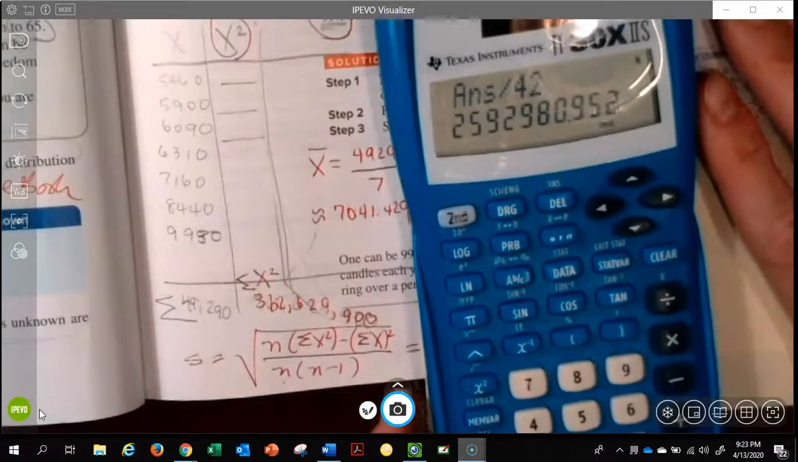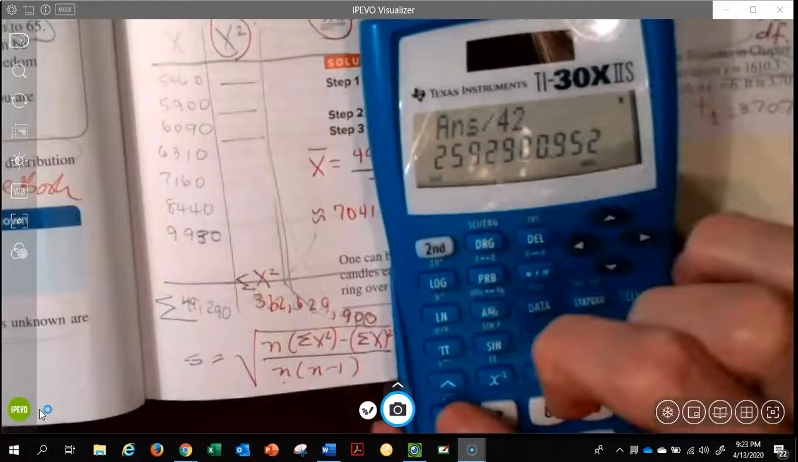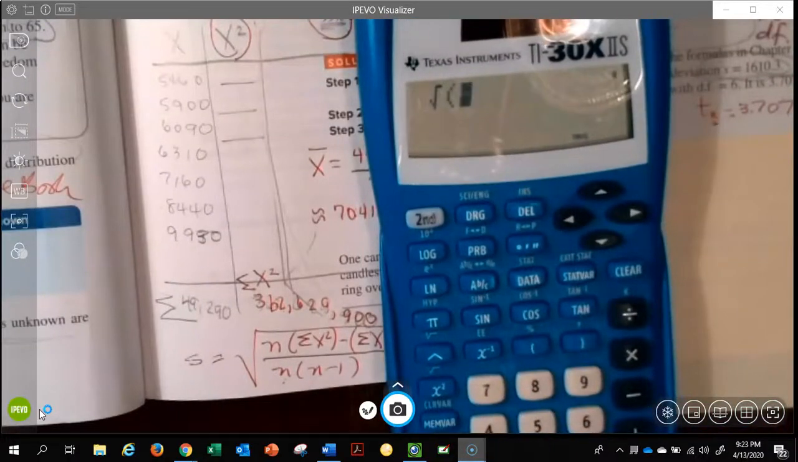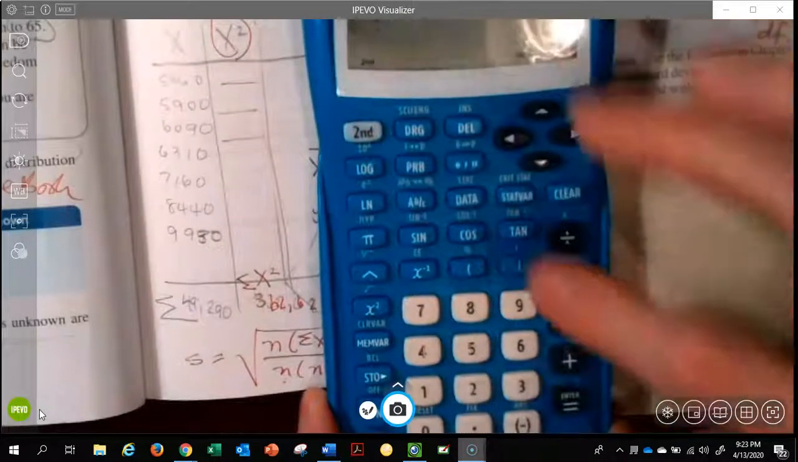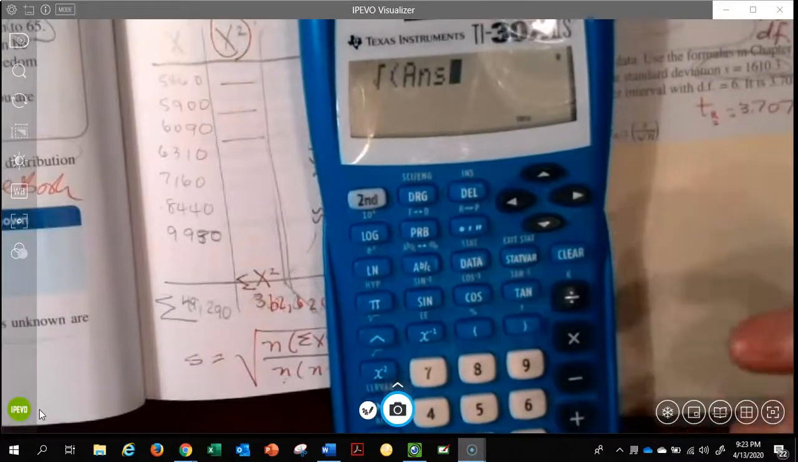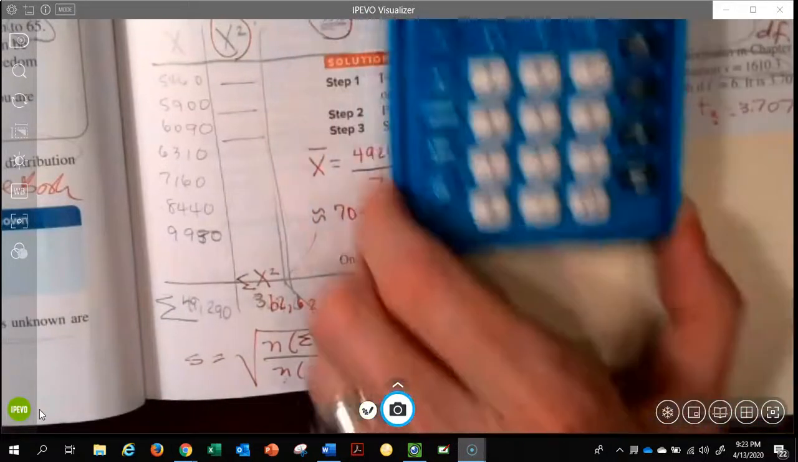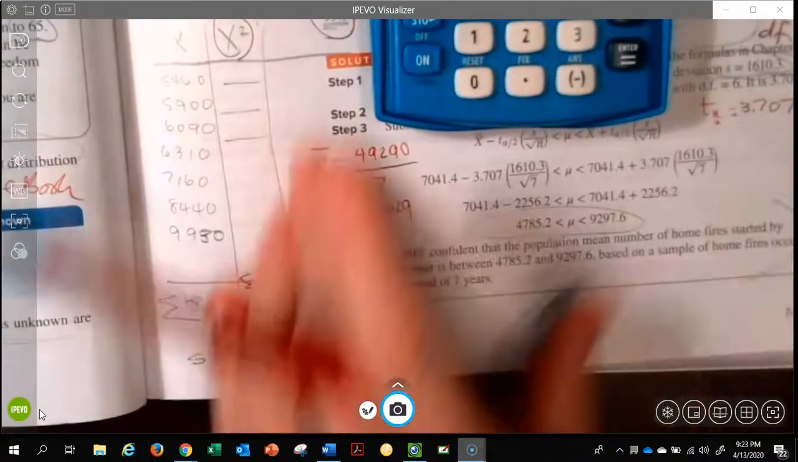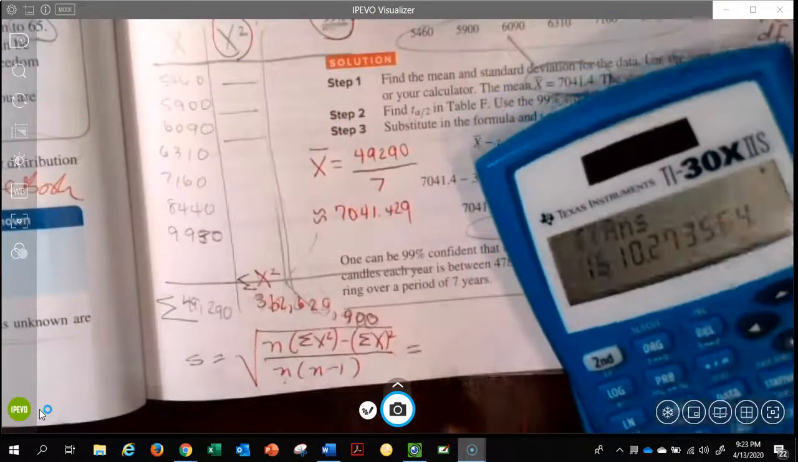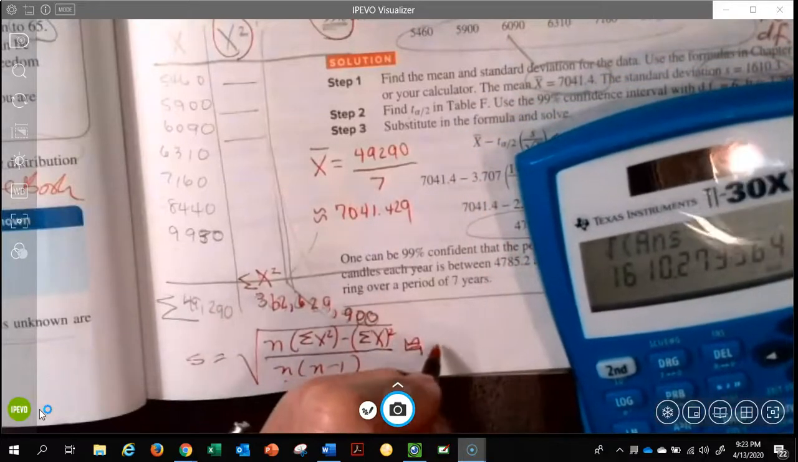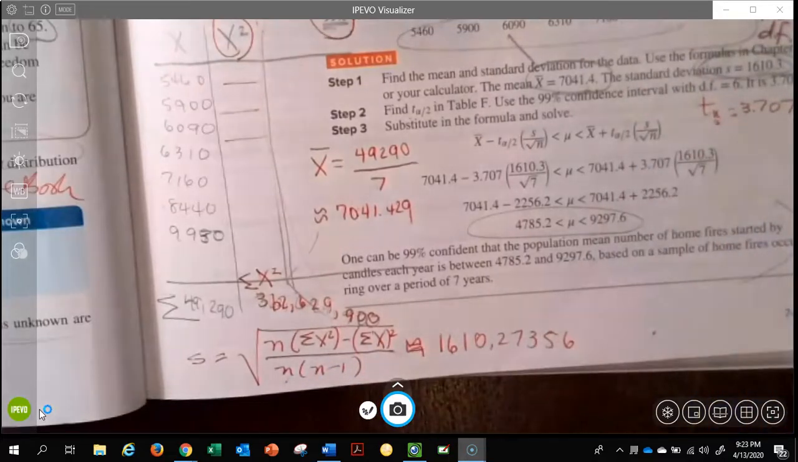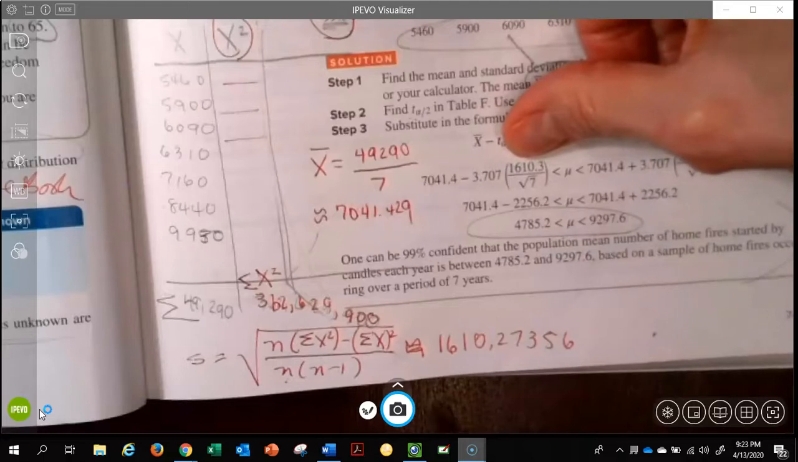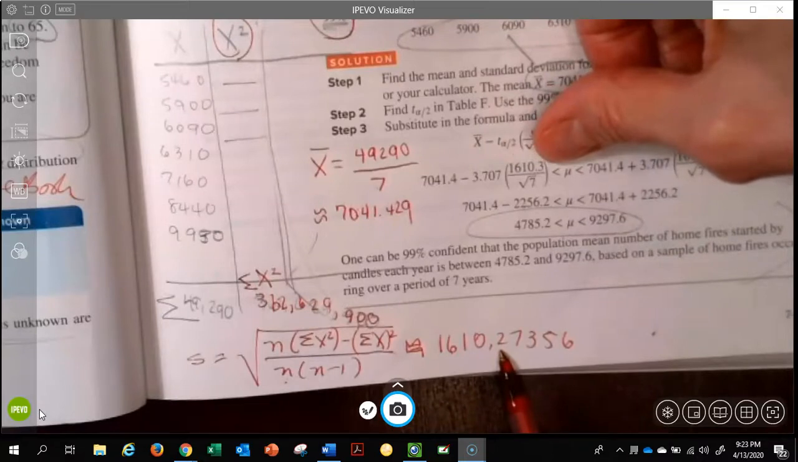And all of this mess is what's sitting under my square root, so I need to do square root of this answer. So I have to get kind of creative. I've got to do second this x squared, and it's like, oh, you want to do square root of what? My answer is hiding above this key, so I have to do second and then this key, and it says I want to square root that last answer. And when I hit equals, I get that the standard deviation of my sample is about-ish 1610.27356. And when I look up here where it goes in the formula, this 1610 dot, that would be a 3, is what they have used.